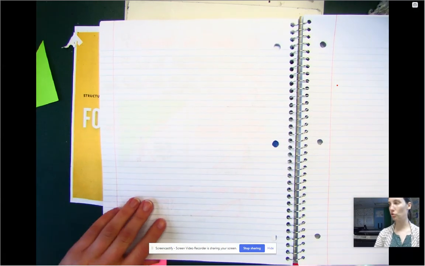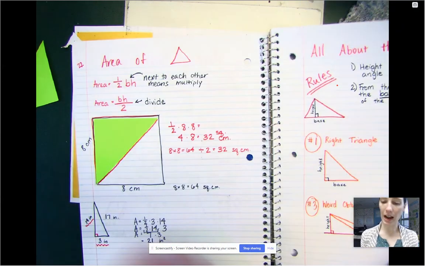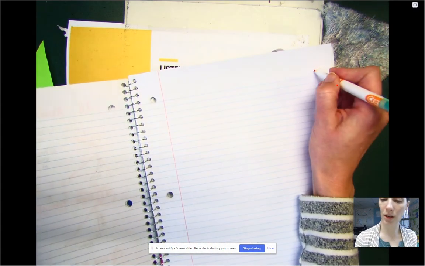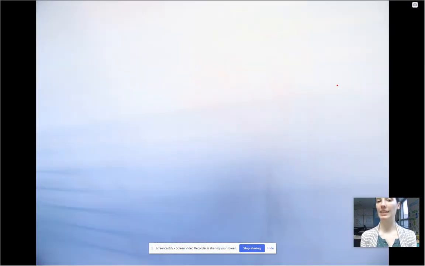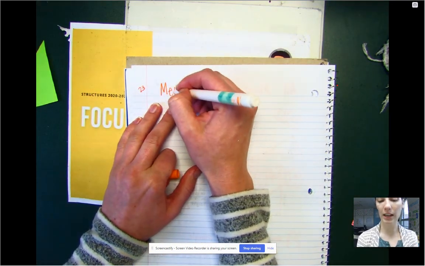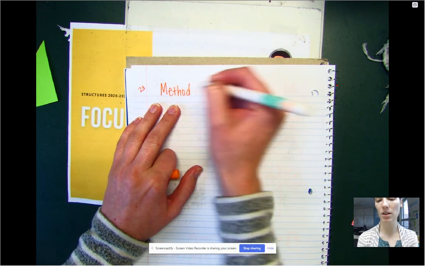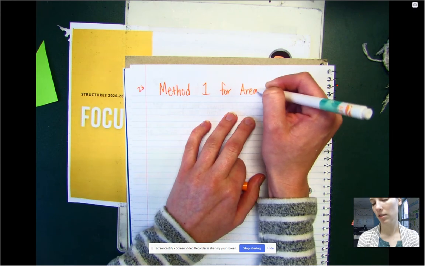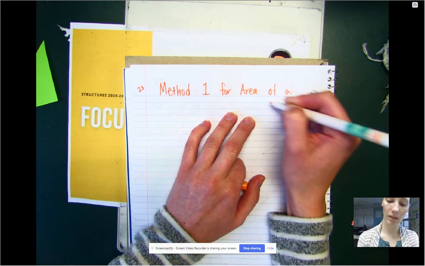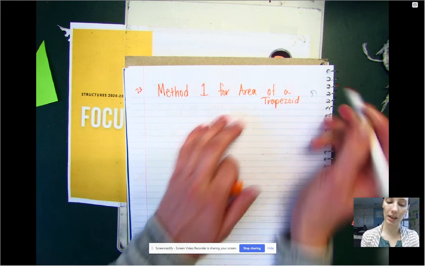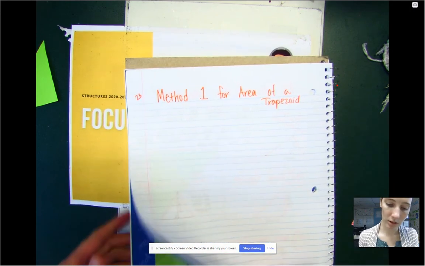Apologies for another extreme close-up. We are now on page 23. And this is going to be two methods for finding the area of a trapezoid. So this on the left side is going to be method 1. And on the other side will obviously be method 2.